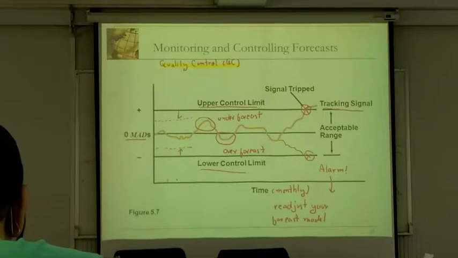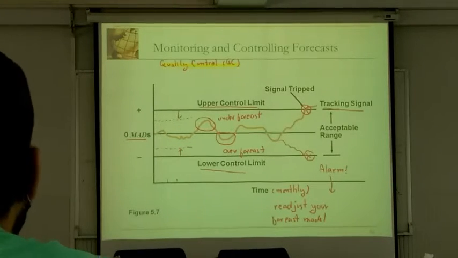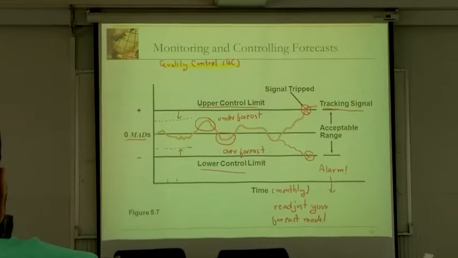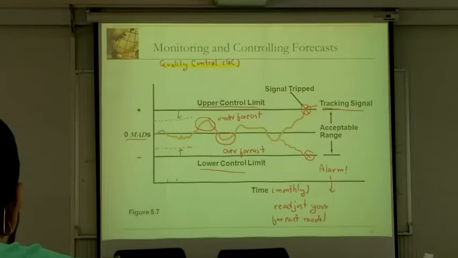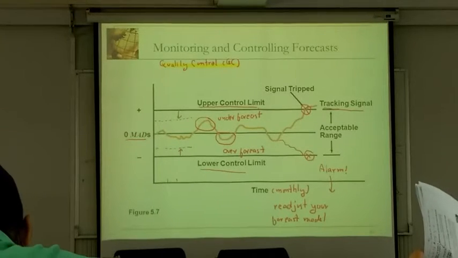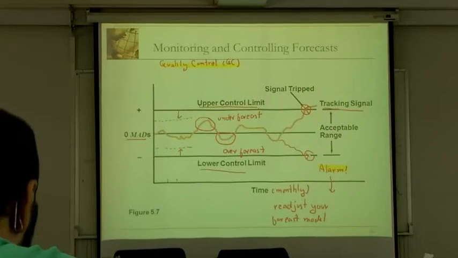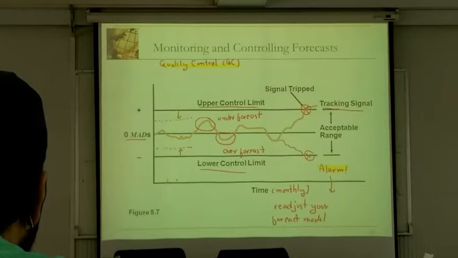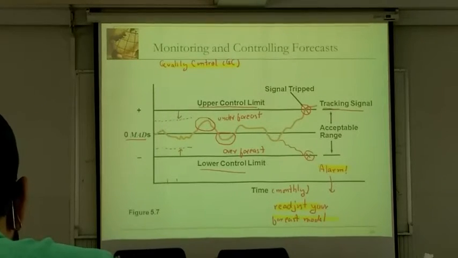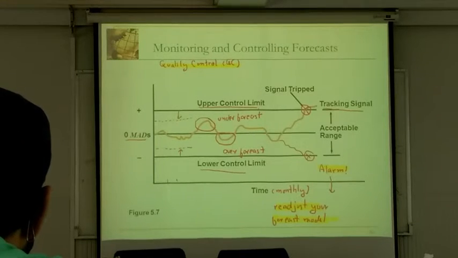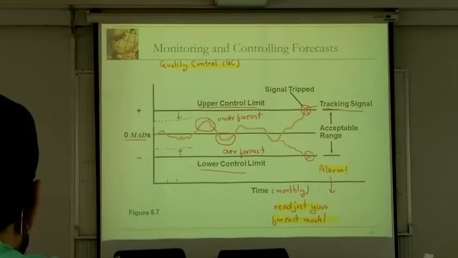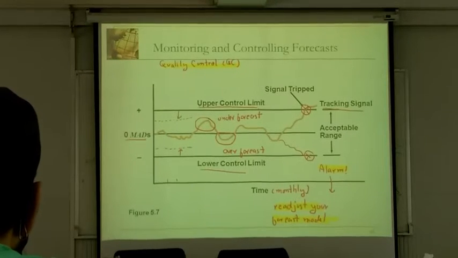Basically, this is like in your quality control things. This occurs a lot in QC. So basically, you're going to have this upper control limit, right? And this is going to be your lower control limit. And the line that I plot here is called tracking signal. So every time this signal trips over the upper control limit or under the lower control limit, that's like an alarm that something is wrong with your forecast error. The error is too high. That's why you have to go back and readjust your forecast model. And you probably will review this monthly.